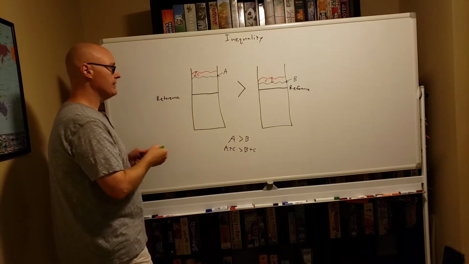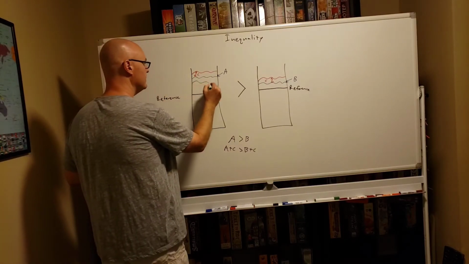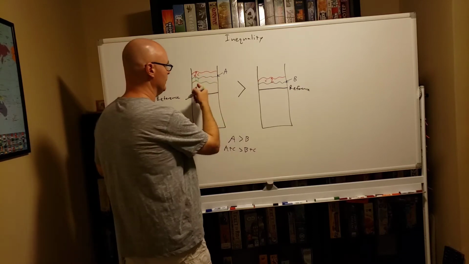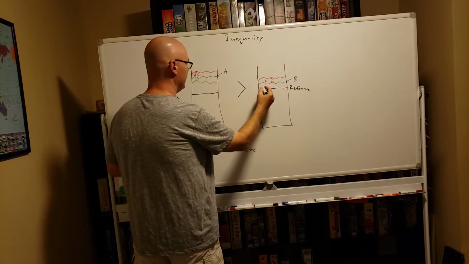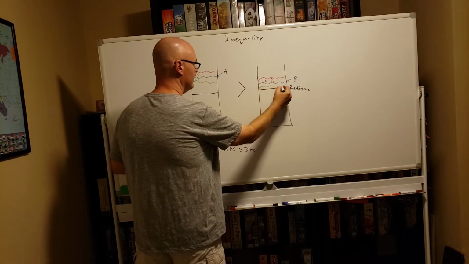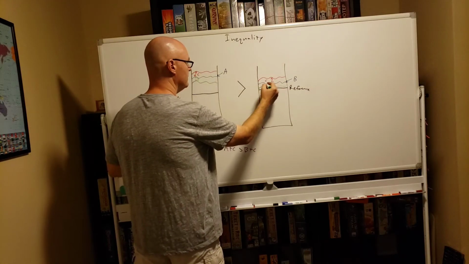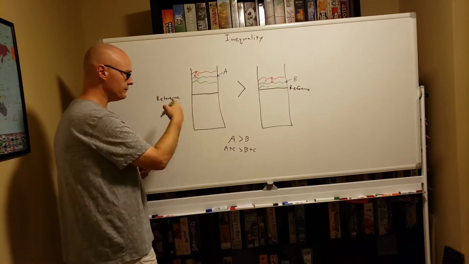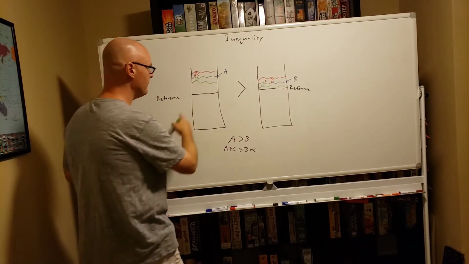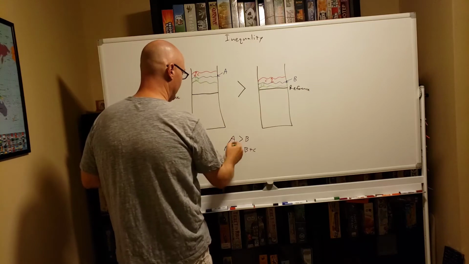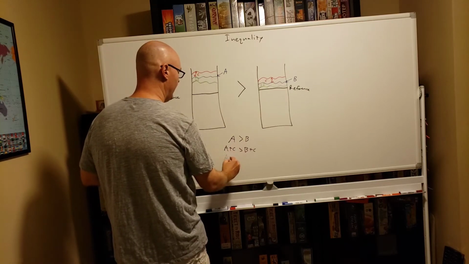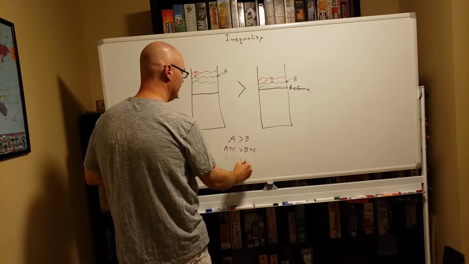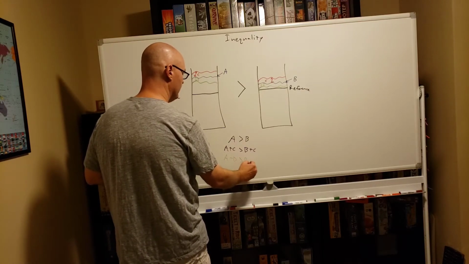I can subtract some quantity D. Do this to both sides. Let's say that we're still above zero. We'll see in a minute, it won't make a difference. Then I'm going to have A minus D is still greater than B minus D.